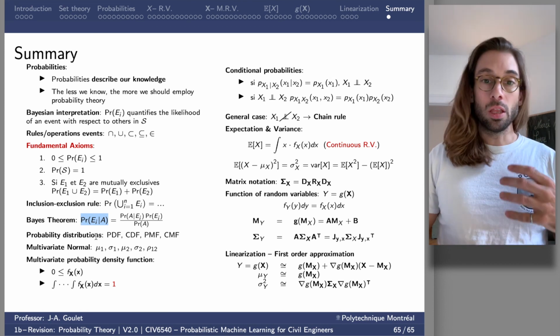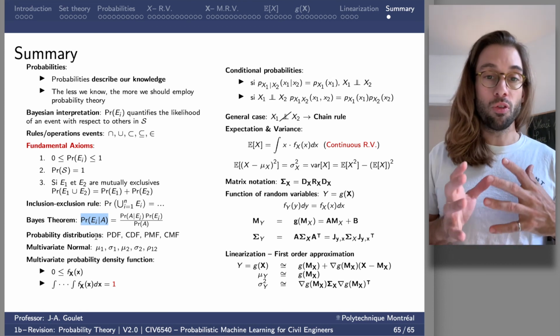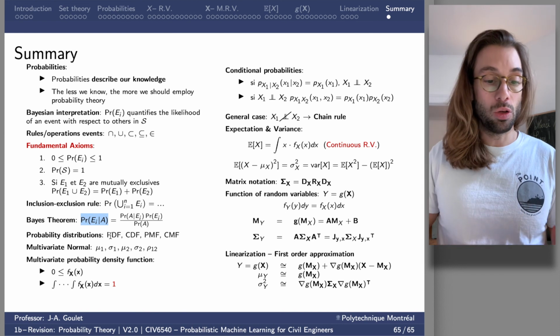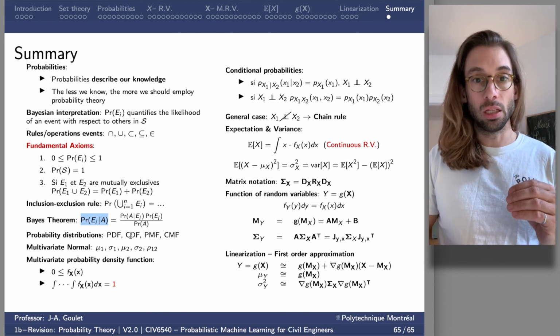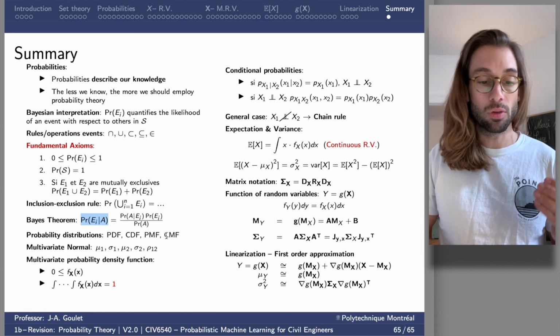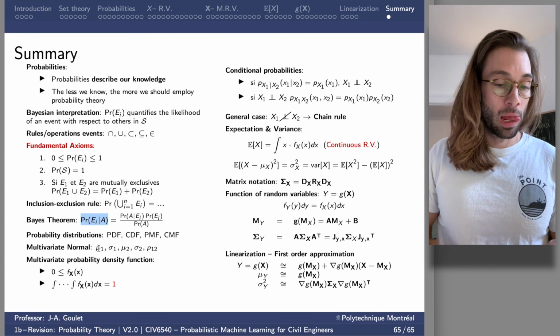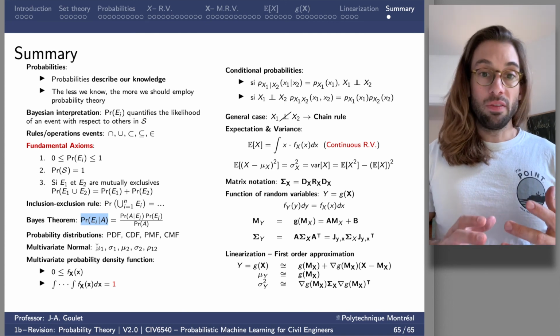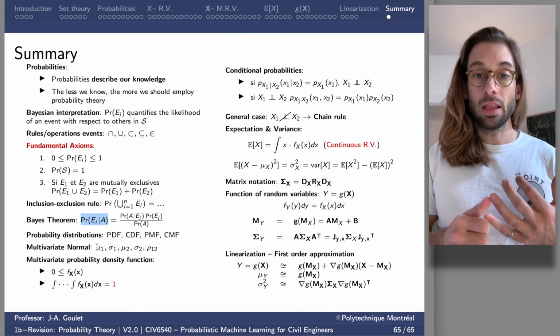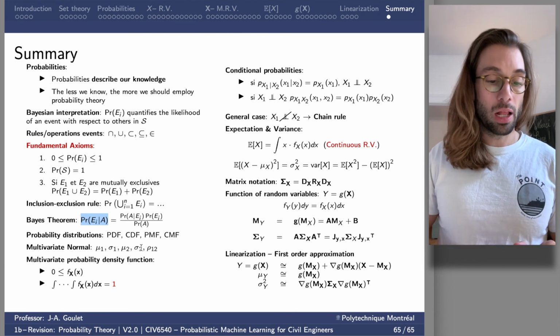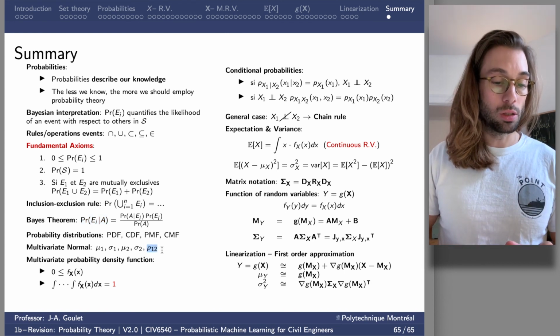Then we saw the concept of random variable, for which we describe the occurrence using PDF, probability density function, CDF, cumulative density function, PMF, probability mass function, or CMF, cumulative mass function. So in the case of the multivariate normal, we see that the bivariate case is described by the expected value, the standard deviation, as well as the correlation coefficient, okay?